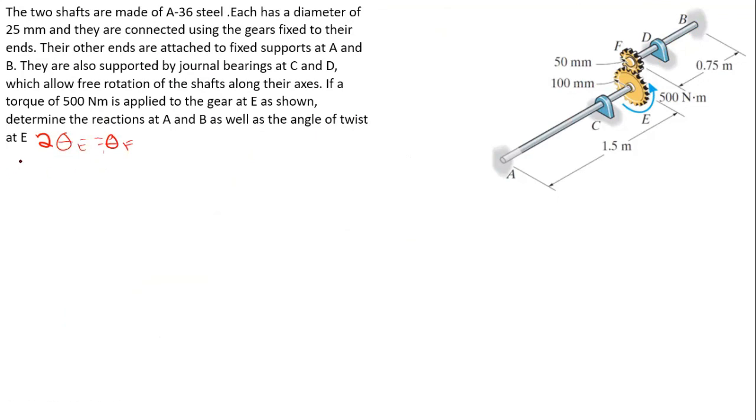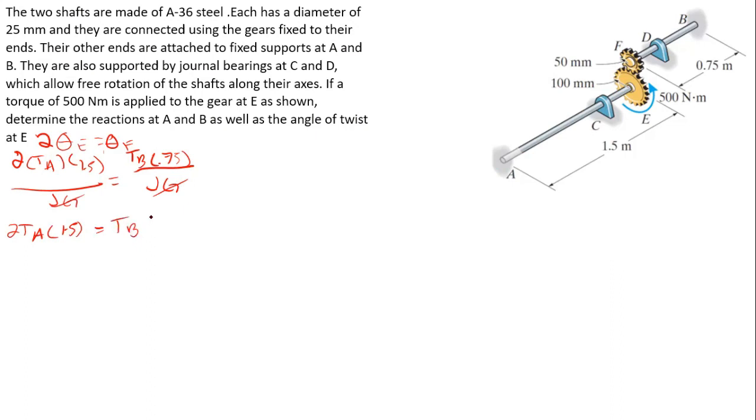So pwede natin sabihin ito, i-rewrite lang natin yung formula na 2 times TA times 1.5 divided by JG is equal to TB times 0.75 divided by JG. So bakit naging ganito? Alam naman natin TL over JG, di ba? Nilagay lang natin dito yung 2. Pero since same material, same diameter yung shaft natin, pwede natin i-cancel out na itong JG. So matitira lang sa atin dito is 2TA times 1.5. Again, saan galing yung 1.5? Yung length natin dito, is equal to TB times 0.75 na length naman ng second shaft natin dito sa figure.